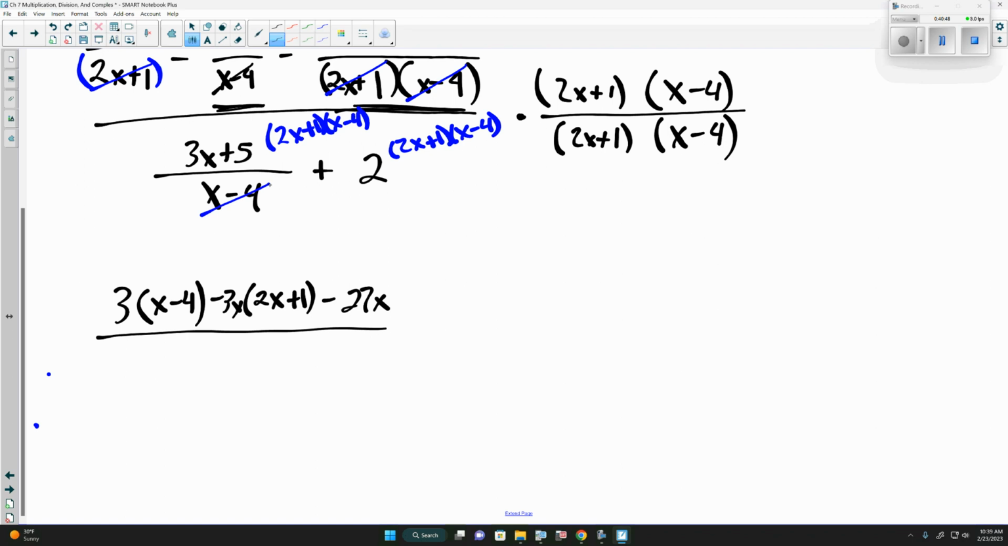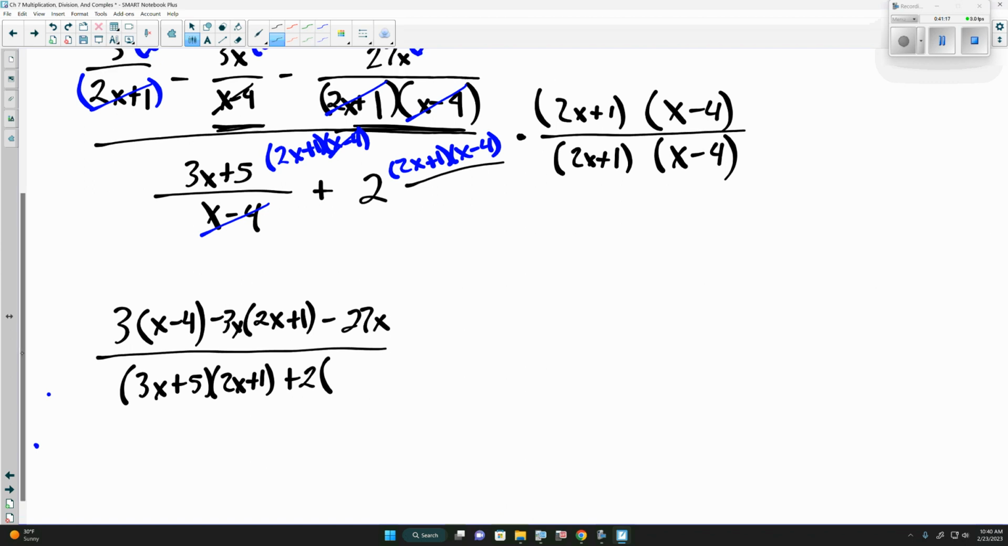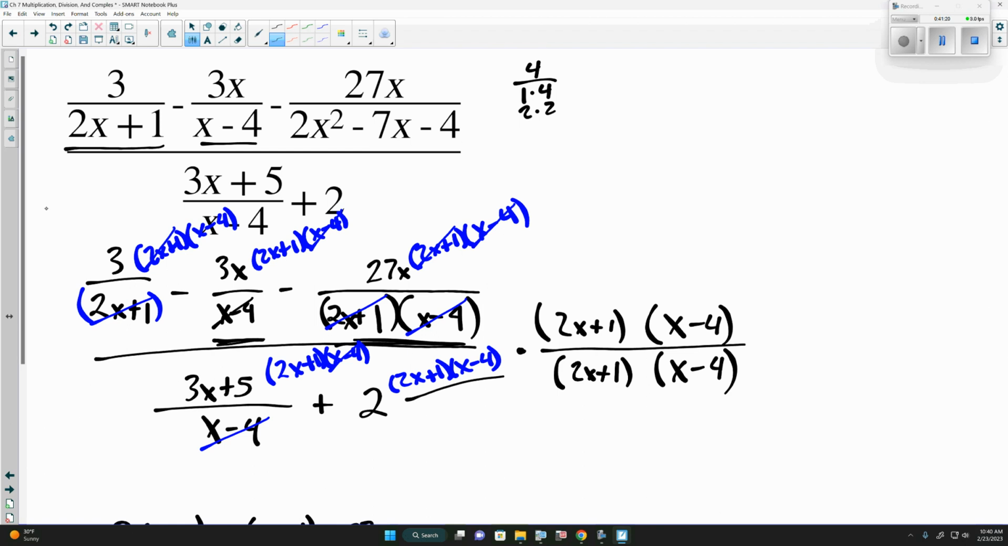And for the first one here, the x minus 4 and x minus 4 will cancel, leaving us with 3x plus 5 times 2x plus 1. Now, nothing simplifies with the 2. Now, there's two methods to go from here. One, we can rewrite it out as 2x plus 1 times x minus 4. Where did we get those two factors from? Weren't they this right here?